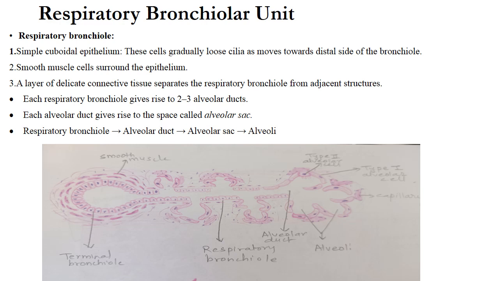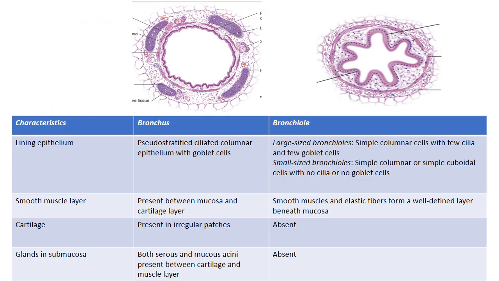These alveoli are again lined by simple squamous epithelium forming type 1 pneumocytes, type 2 pneumocytes and alveolar macrophages. The clinical significance of the respiratory bronchiole is that the apical segment of the lower lobe is most dependent in the recumbent supine position, and it is most commonly affected in lung abscess due to aspiration of infected material. In this slide, we have tabulated the difference between bronchus and bronchiole.